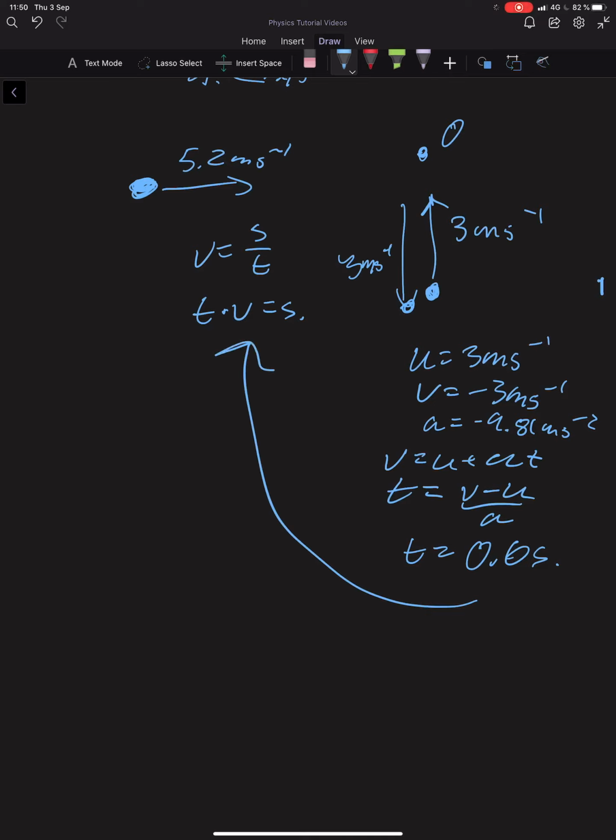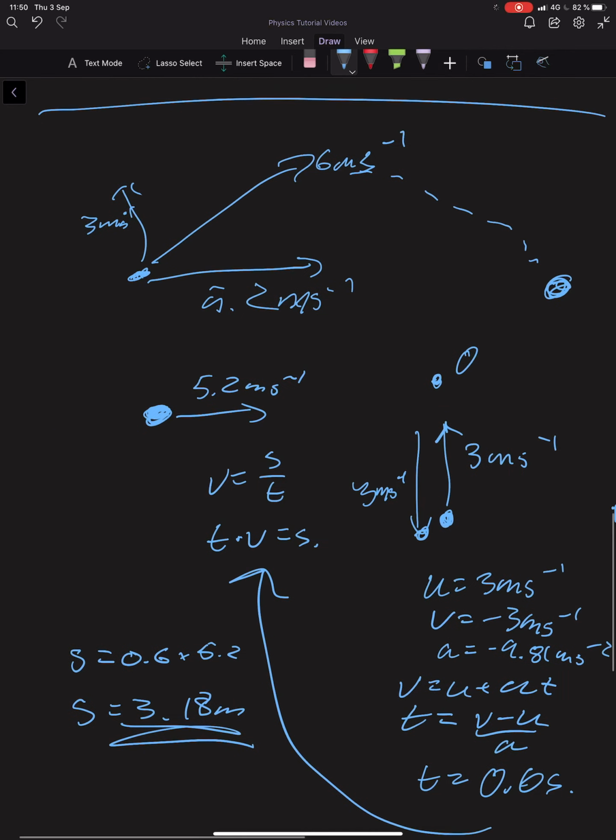Inserting this back here gives s is equal to 0.6 times 5.2. S is equal to 3.18 meters. This is how far away it lands. Now, that was quite a complex question. So just to summarize, this distance here is 3.18 meters.